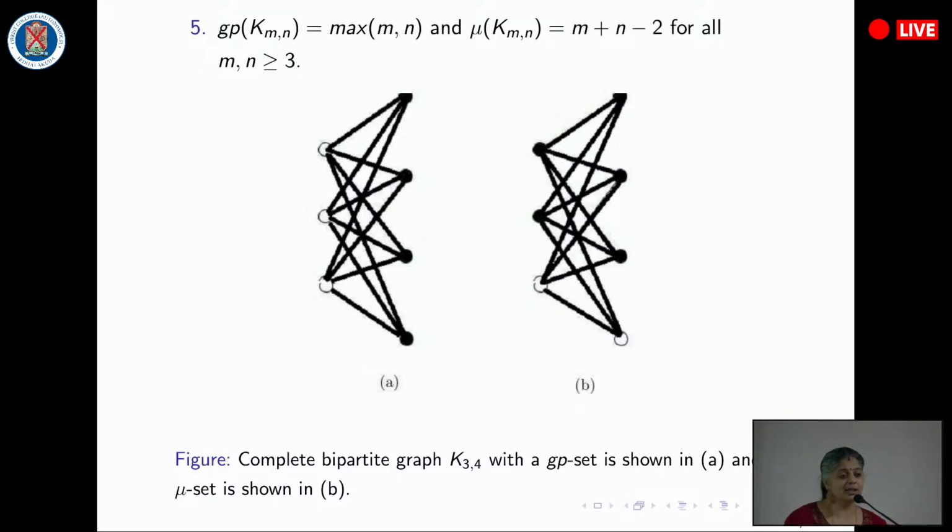But when coming to mutual visibility, I need only one clear path. So I can choose all vertices except one from both partite sets so that one shortest path is always clear. So that can go up to m plus n minus 2. So mutual visibility is m plus n minus 2, whereas general position is n. So the difference is m minus 2. Since m and n are arbitrary, the difference can be arbitrarily large.